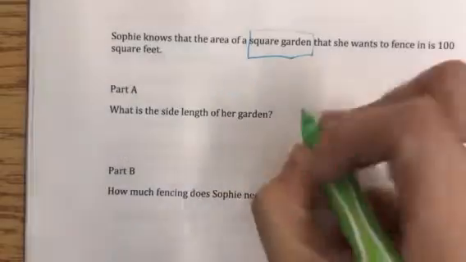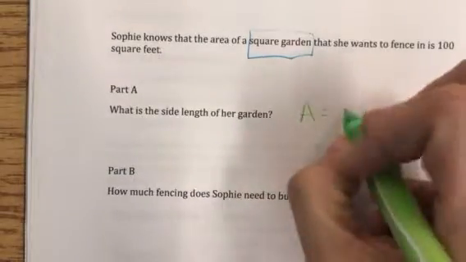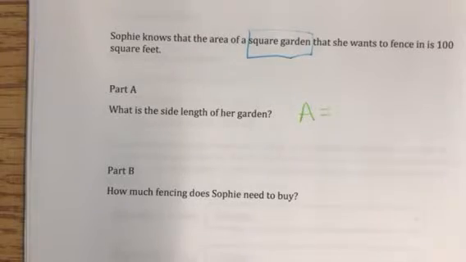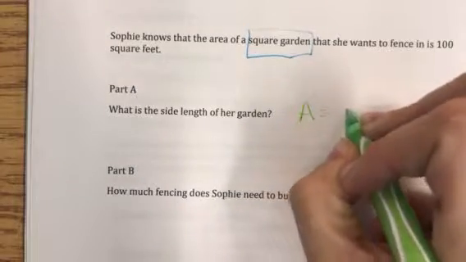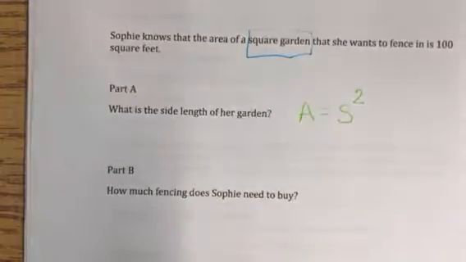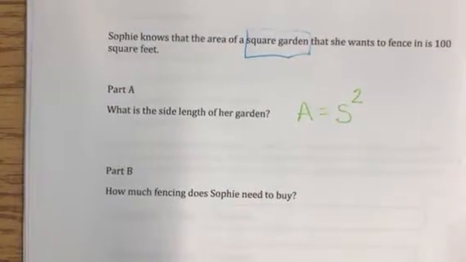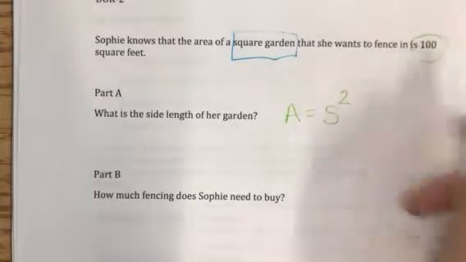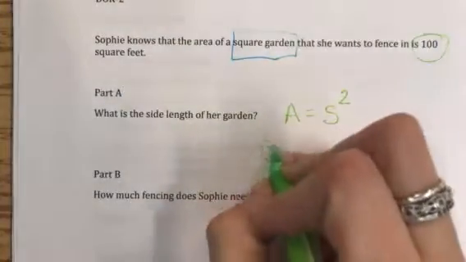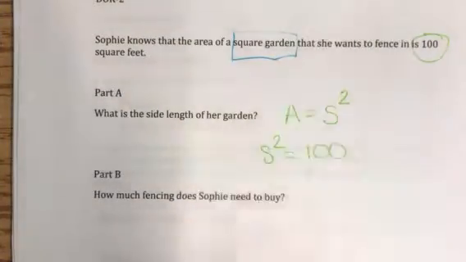So we need to know that the area of a square is length times width, right? But the side length of a square is the same. So it's really a side times a side, or side squared. Okay, we know that it's 100 square feet, so we can say S squared needs to equal 100.